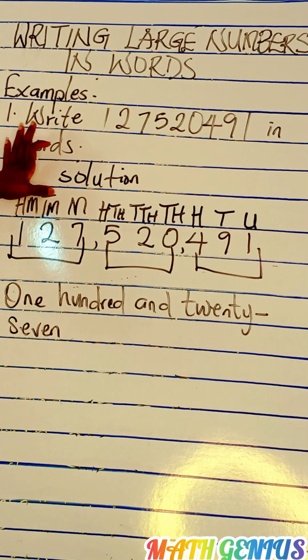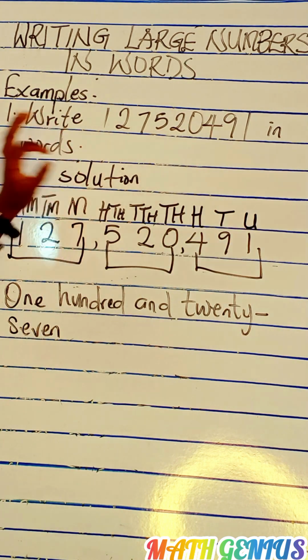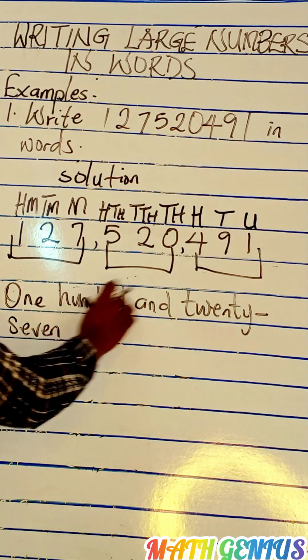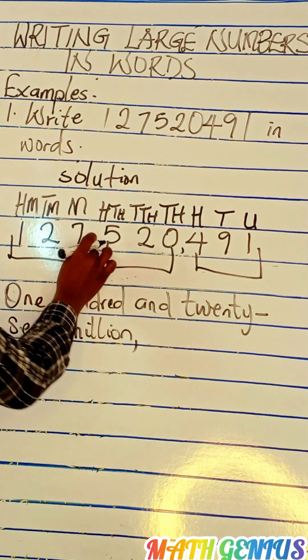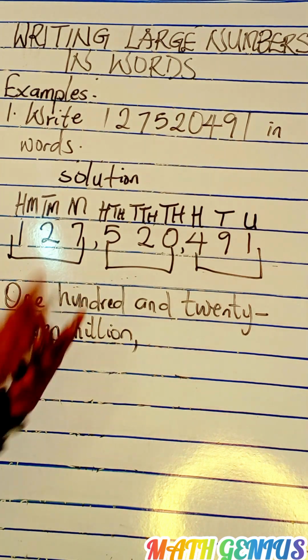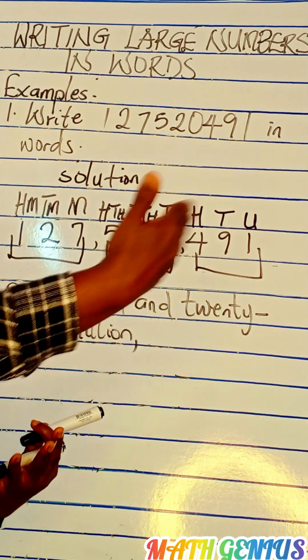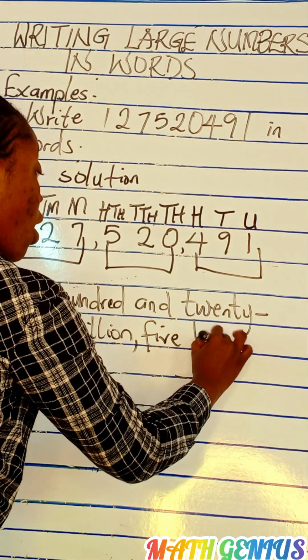Now you check the position name on it. We have million, we have million, we also have million. It means the common position here is million. 127 million. Then you have your comma. You go to the next group, 520. 520 is referred to as 520.